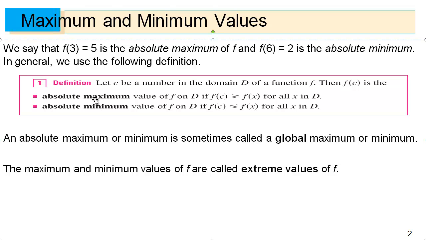So when you hear people refer to absolute maximums or global maximums, they're just referring to the value that is the highest, right, or lowest, if we're talking about minimum, that the function takes on over an entire interval, which is why they're also considered extreme values.